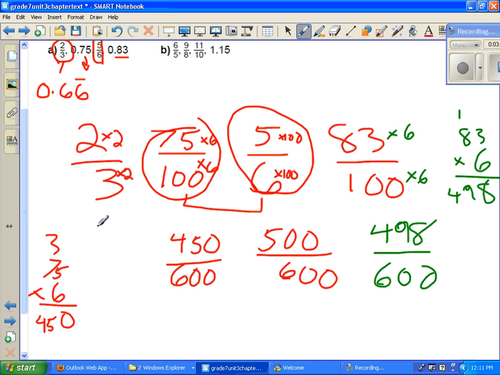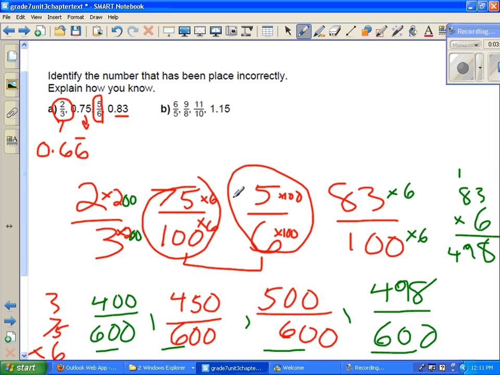And if we wanted to, we could change 2/3 to something over 600. Just times it by 200. And when we do that, we'll end up with 400 over 600. So the easiest way to compare them is change them all to fractions and then write them with the same common denominator on the bottom. Some are easier than others.